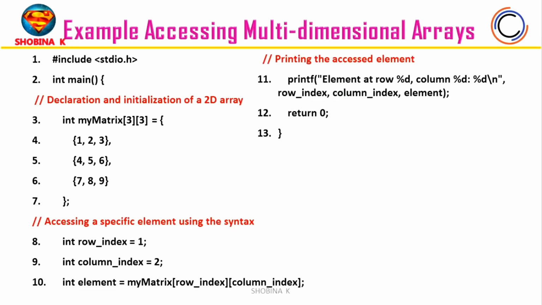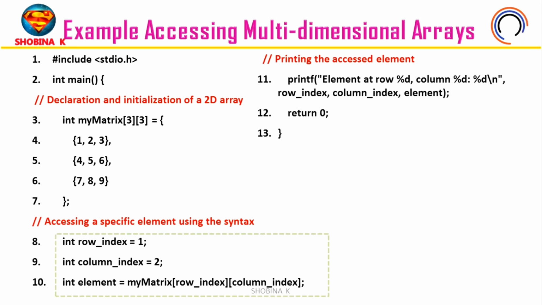Now let's see an example. #include <stdio.h>. This line includes the standard input-output header file, which allows the use of functions like printf and scanf. int main(). This line begins the definition of the main function, which is the entry point of a C program. This section declares and initializes a 2D array named myMatrix with 3 rows and 3 columns. The array is filled with the values provided in the initialization list.